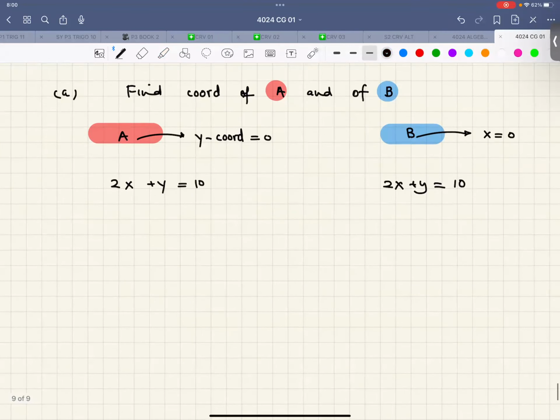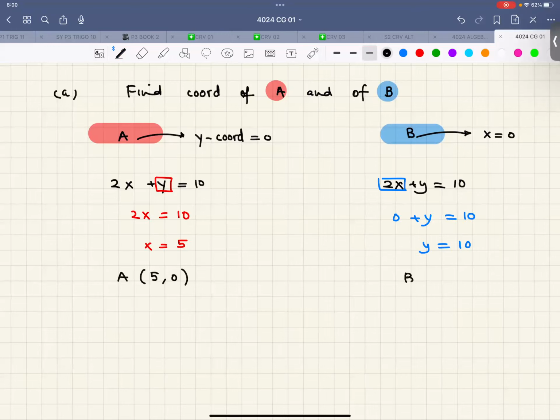For y coordinate 0, if I make y 0, then 2x equals 10, so x comes out to be 5. Similarly, if I make the x coordinate 0, 2x becomes 0, so 0 plus y equals 10, therefore y comes out to be 10. Therefore, the coordinate of A is (5, 0) and the coordinate of B is (0, 10). That is how you get it.